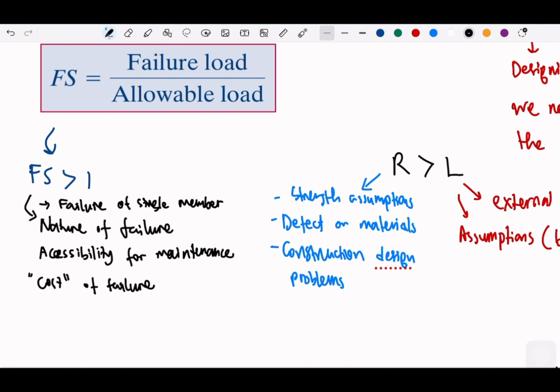Okay, so can it make some impact? For example, if one single member fails, could it be the reason for total structural failure? It could also be something that is important. So one structural bar can be as important as the other bar as well. So that is the safety factor, or factor of safety.